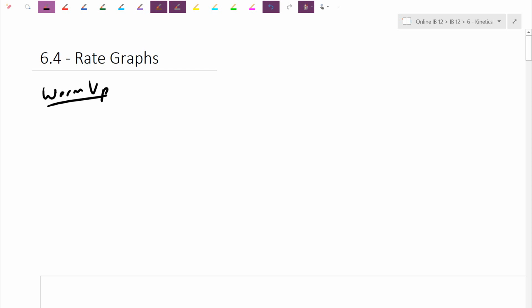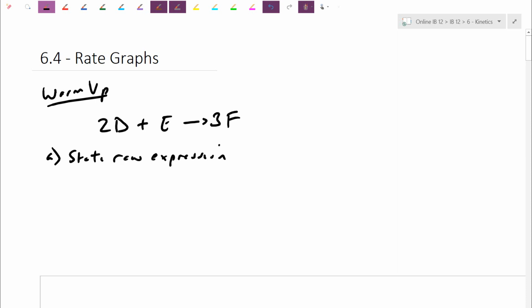So I'm going to give you a reaction here. Let's say it's 2D reacts with E. This one here becomes F, right? That's my reaction. What I want you to do here just for practice, I want you to state the rate law, state the rate expression for this equation, and then B, I'm going to do the hard part for you.